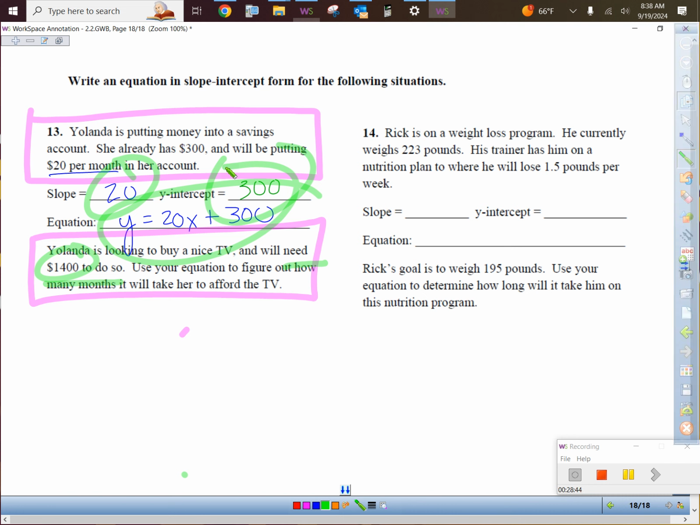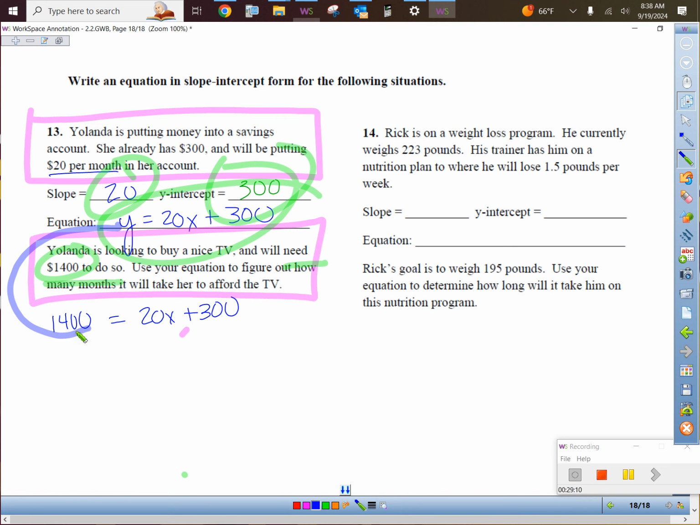There was no work to show, right? But part 4 of the homework question, you need to do some work. So we will write 1,400 equals 20x plus 300. Do you see how I substituted 1,400 in for y into the equation that we wrote? Because y is how much money she has, and x is how many months she's saving it.